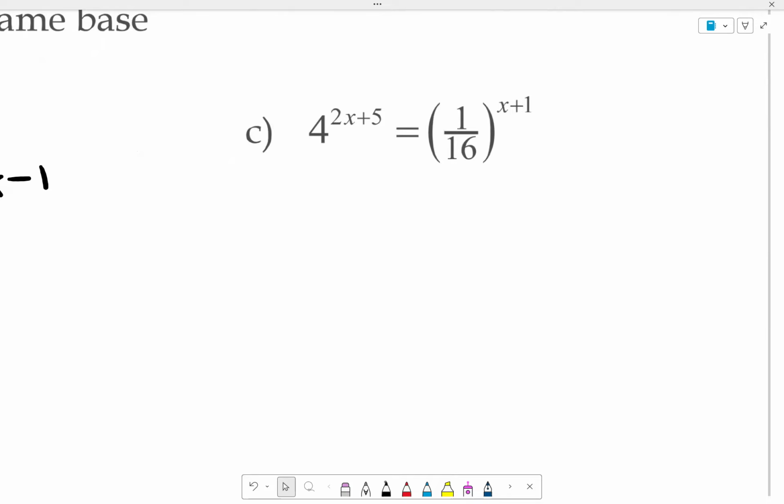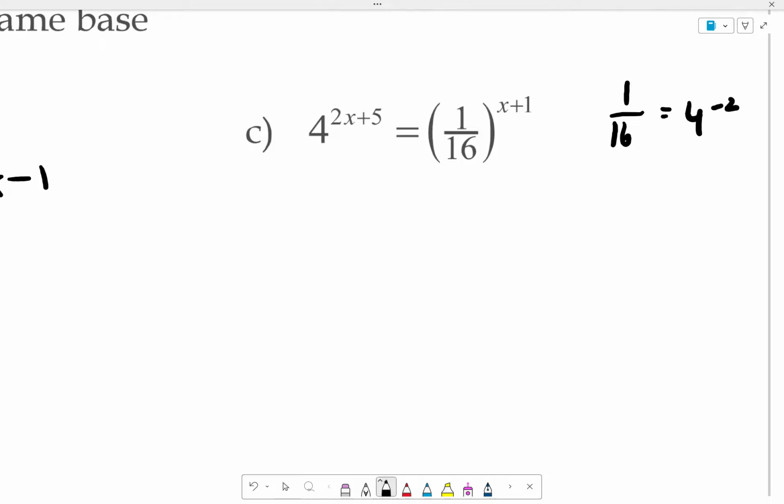Okay, ready or not? I just want to hear your ideas for this one, for C. If you haven't finished everything, that's fine. Lucas, could you tell us what you did for this problem, please? Well, I kept the base the same as before. I made the 1/16 into 4 to the negative second power. Is it true that 1/16 equals 4 to the negative second power?